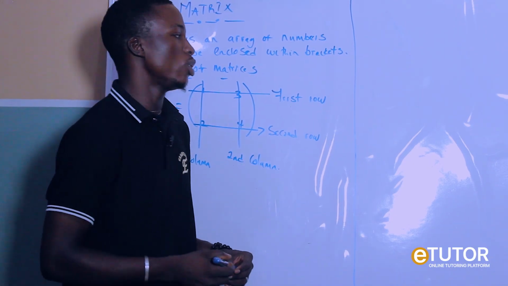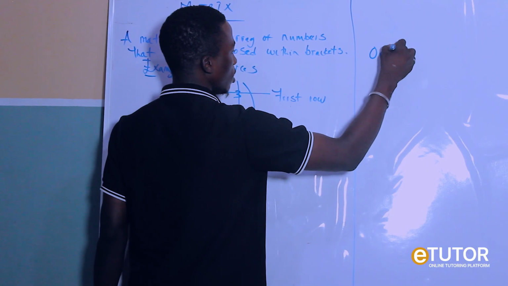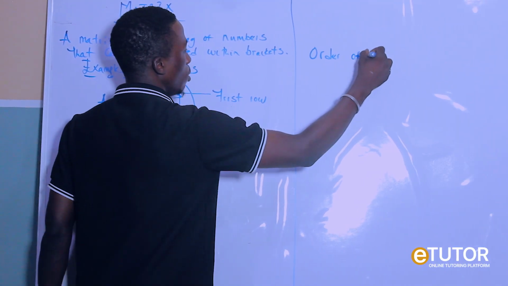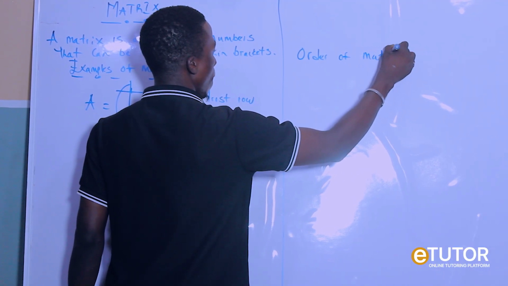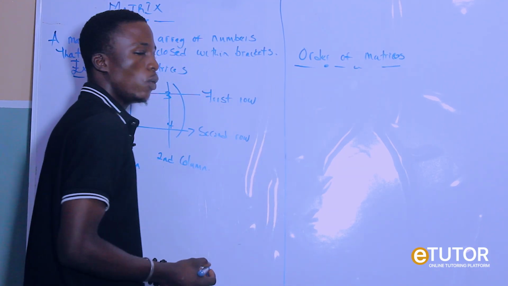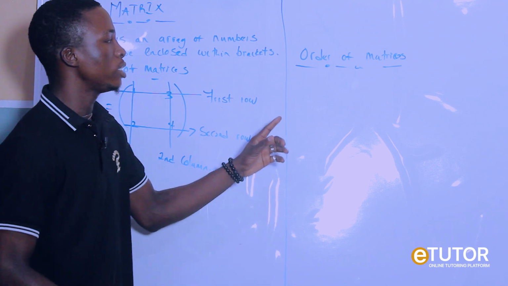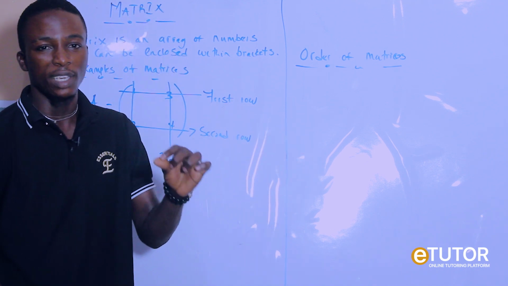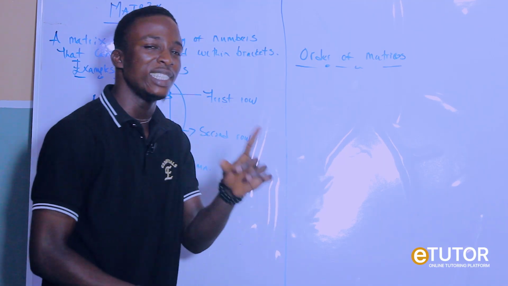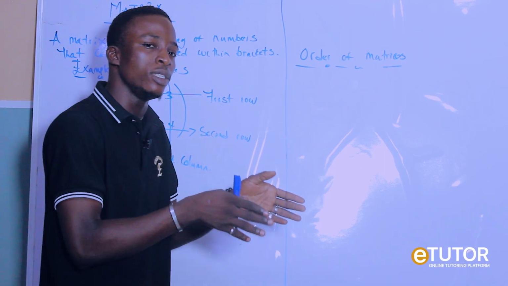Now, this brings us to a subtopic called order of matrices. Now, what exactly does the order of a matrix refer to? The order of a matrix refers to the name given to that particular matrix, and it is determined by the number of rows and columns that particular matrix possesses.